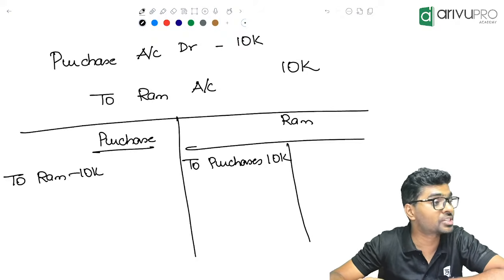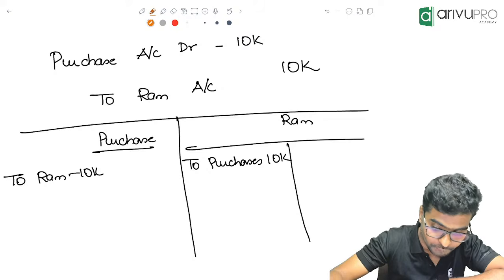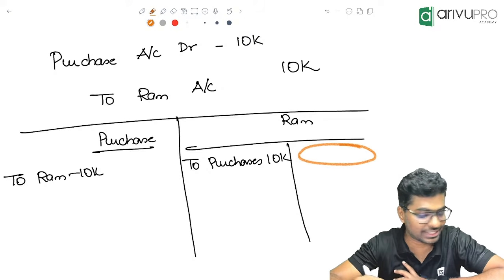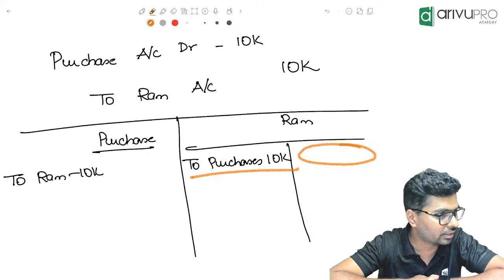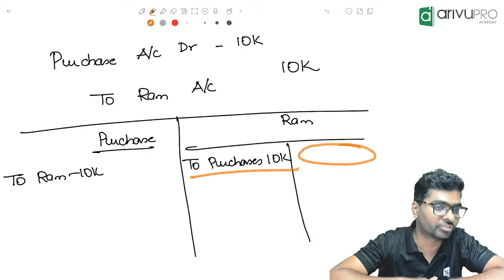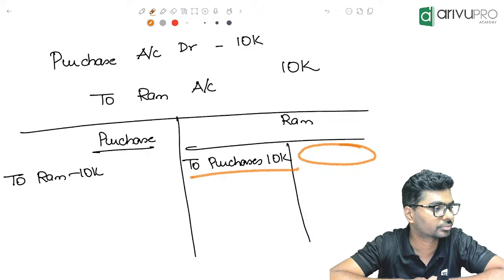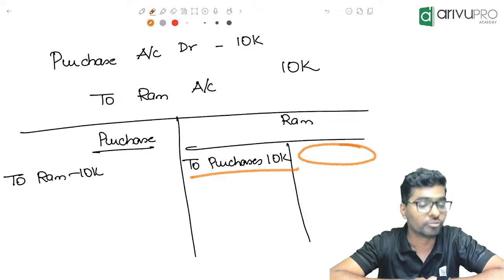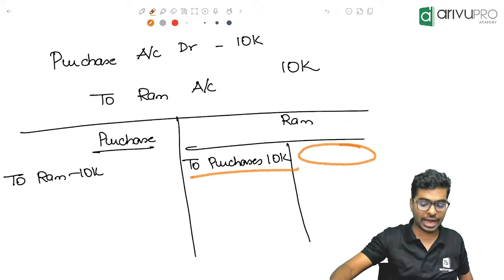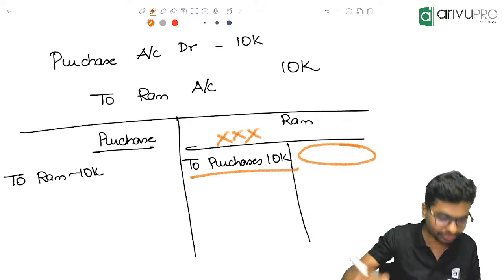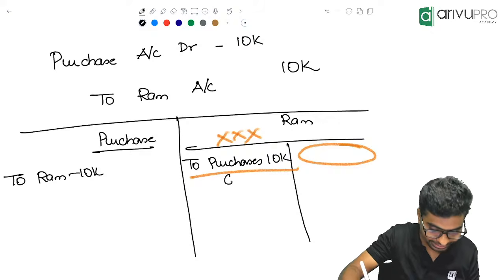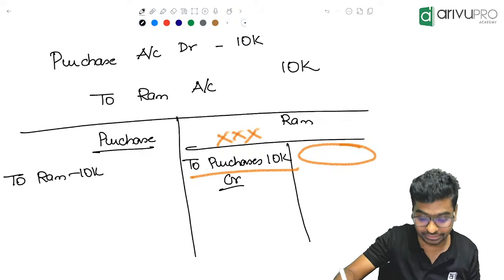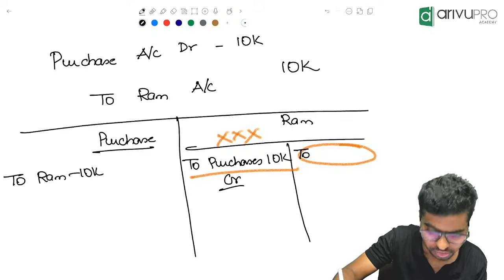I should have written it as By purchase. Instead, I wrote it as something else. Are you clear? How do I rectify it? First thing, I have to erase this entry. I have wrongly credited him, so I will debit it.